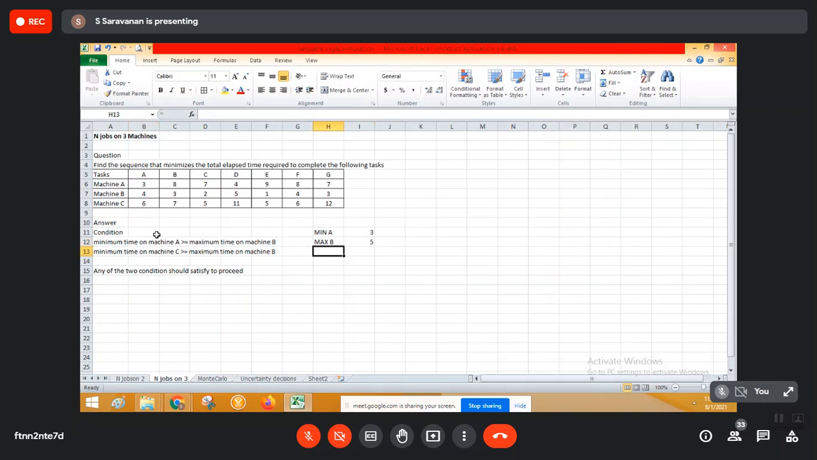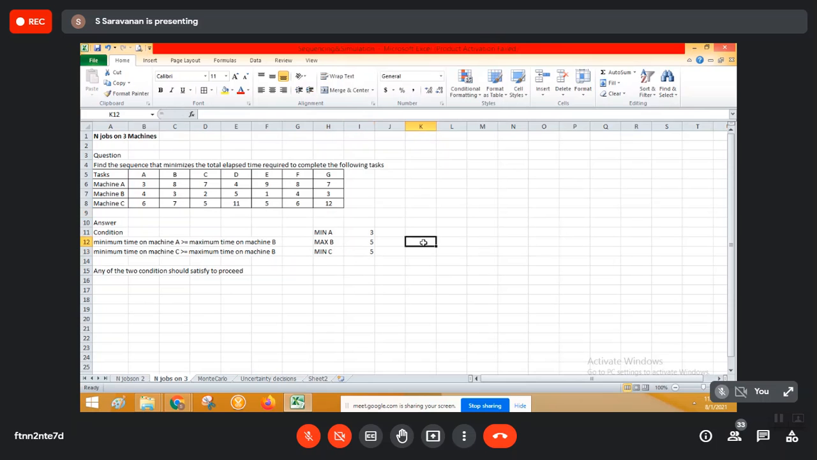The next one, minimum time on machine C. You see, one more condition is there: minimum time on machine C. Two 5s are there, so any one 5. So now two conditions are there.